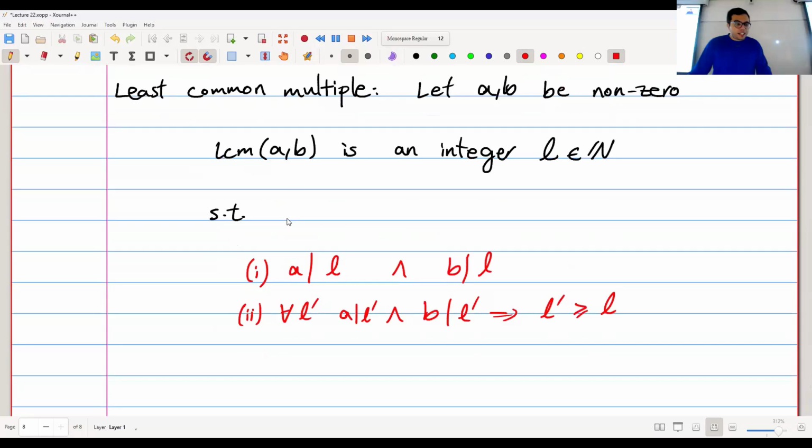Now, just like the case of GCD, instead of saying that L prime is greater than or equal to L, I can write that L divides L prime. I can define it like this. And it turns out that the lowest common multiple with this definition exists. And of course, when it exists with this definition, it will also give us the one with this definition. Okay.